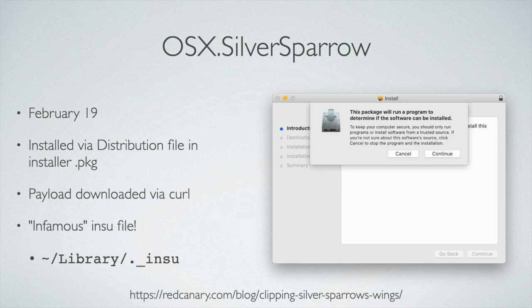Silver Sparrow, Tony talked about this one, I think that was earlier today, right? Yeah. Starting to lose track of which talks were what day.